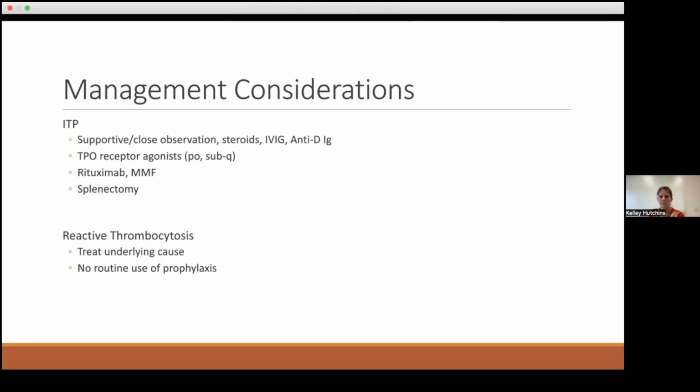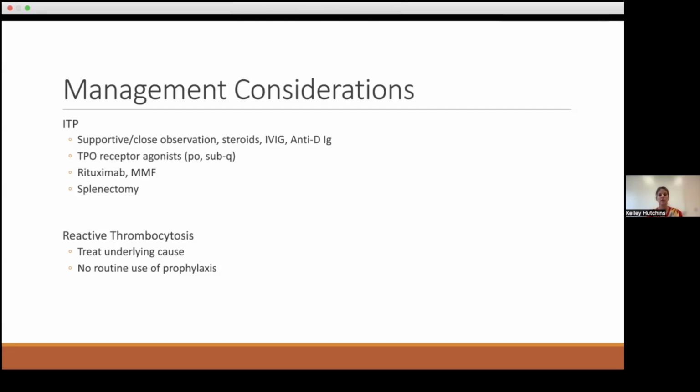And then CellCept. And then really, I haven't seen this done, I don't think at all since I've been here, for ITP, splenectomy. So this was something that used to be done. And if there's really nothing that's working and it's a true problem, splenectomy could work. But again, it doesn't always. So a lot of caution with that.